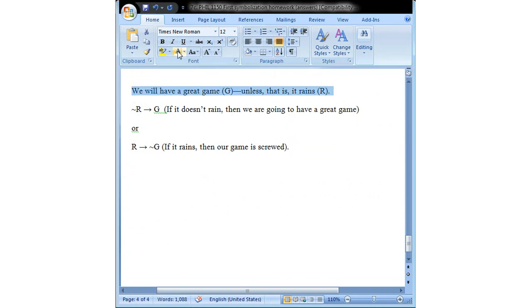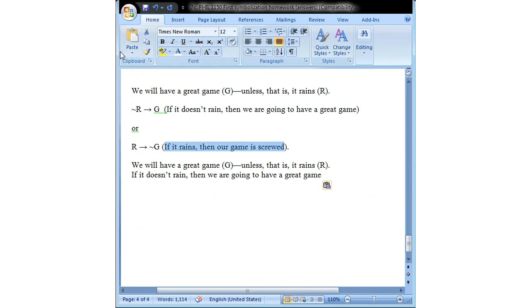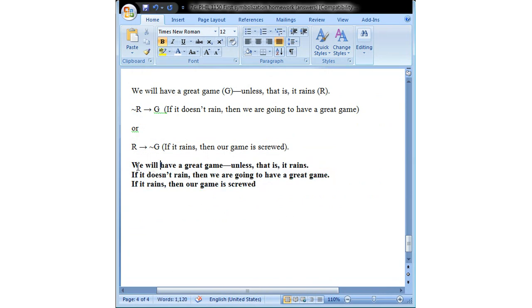And if someone said these things, let me put this formulation here, and this formulation here, and this one here. They'd all be saying the same thing. Let me just remove all the clutter and use your ordinary intuitions for a second and read the ones in bold. We'll have a great game unless, that is, it rains. You put some flourishes in because it looks more real. If it doesn't rain, then we are going to have a great game. And that'd be fine, right?